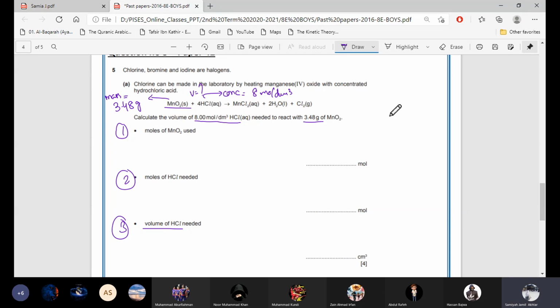Next chapter is about electrolysis. Do you know electrolysis? Yes, ma'am. Good. I love electrolysis actually. I love the bonding chapter. Bonding and electrolysis, these both are my favorite topics. I don't know why, but I love them.